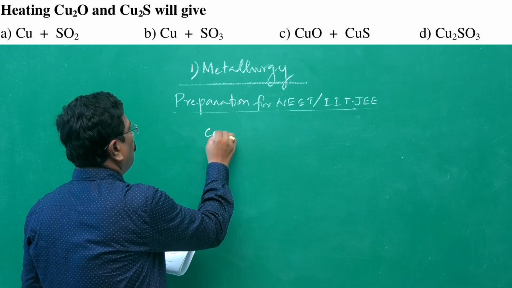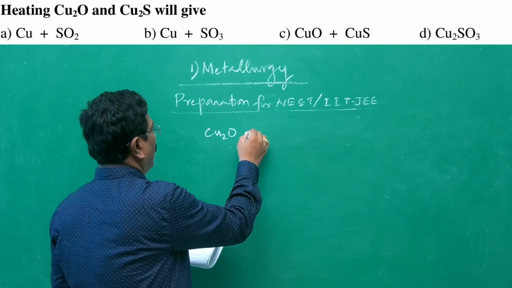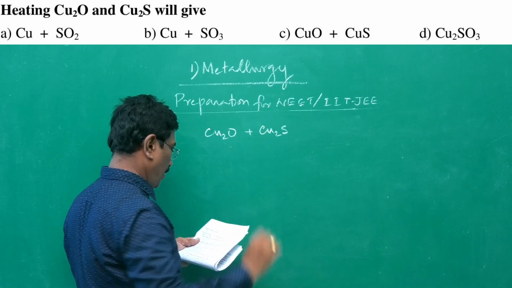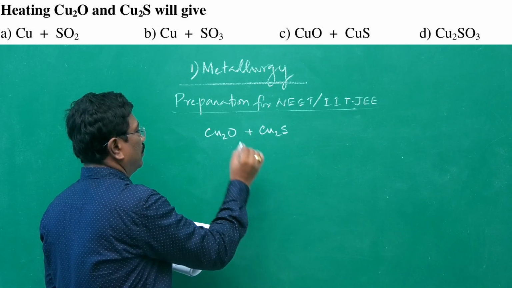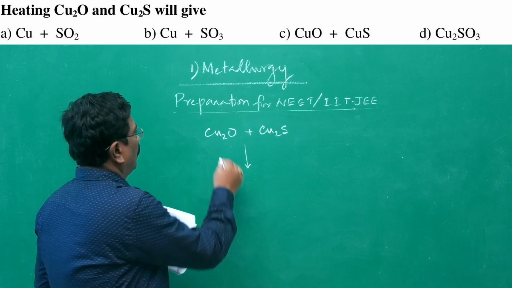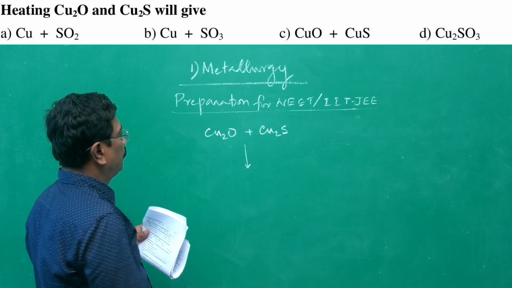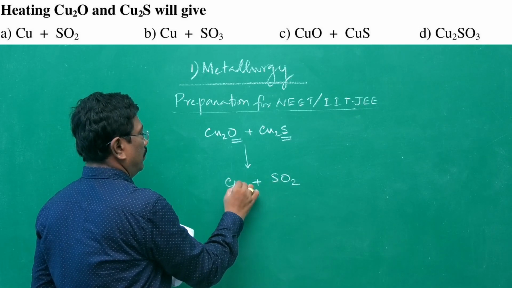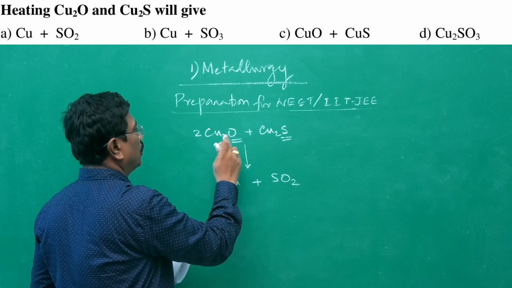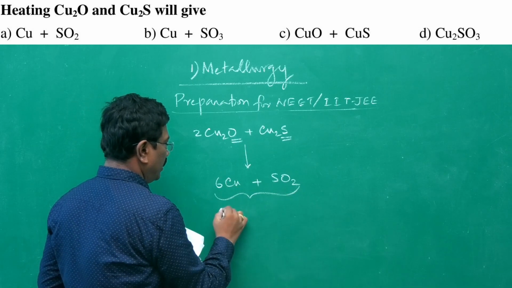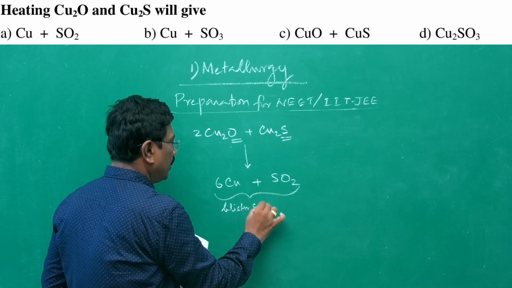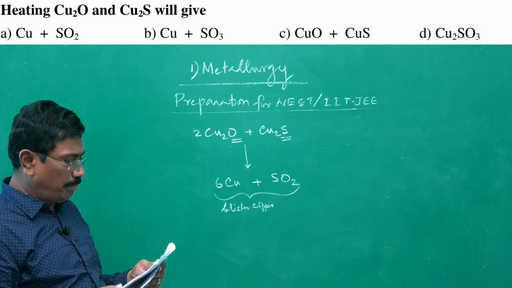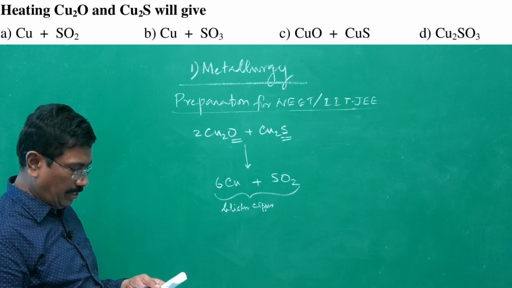Heating of cuprous oxide and cuprous sulfide, copper 1 oxide and copper 1 sulfide, will give which one we can get? It is an auto redox reaction. Sulfur and oxygen get combined to give sulfur dioxide and then copper. So we will be getting SO2 and copper. It is said to be blister copper. Why blister copper? Since sulfur dioxide is leaving from copper, it will give a blister type of appearance when it goes out in the molten condition.